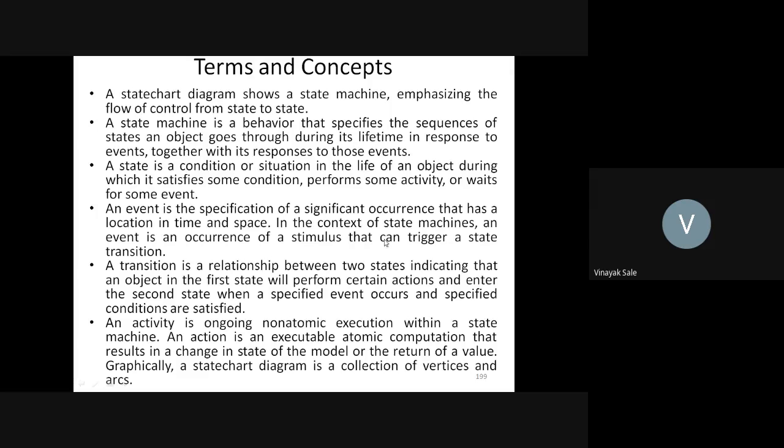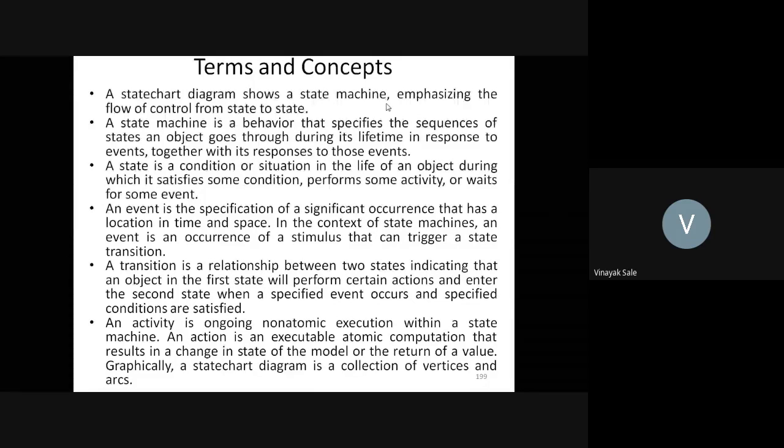So what are the terms and concepts regarding state chart diagrams? A state chart diagram shows a state machine, emphasizing the flow of control from state to state. A state machine is a behavior that specifies the sequence of states an object goes through during its lifetime in response to events, together with its responses to those events. A state is a condition or situation in the life of an object during which it satisfies some condition, performs some activity, or waits for some event.